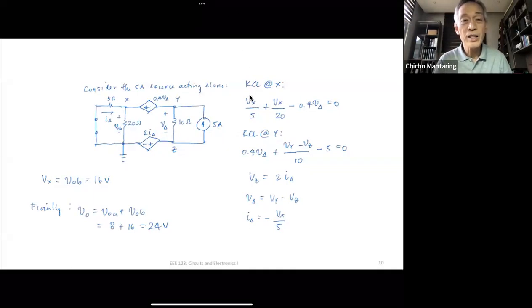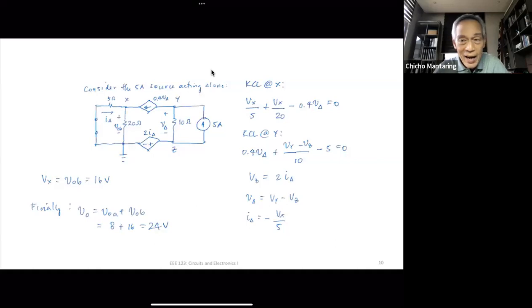Any questions? So the takeaway from maybe this example is we're applying the principle of superposition, but we still have to hone our skills in nodal analysis.